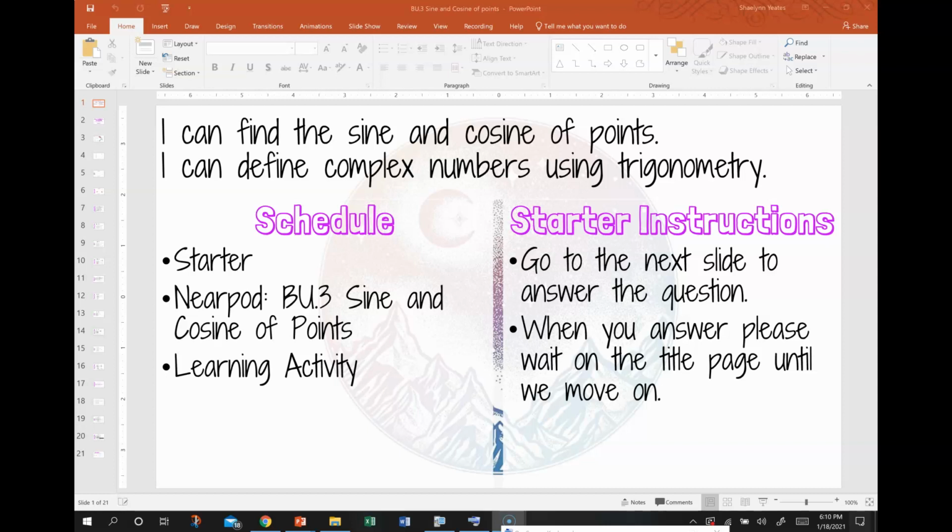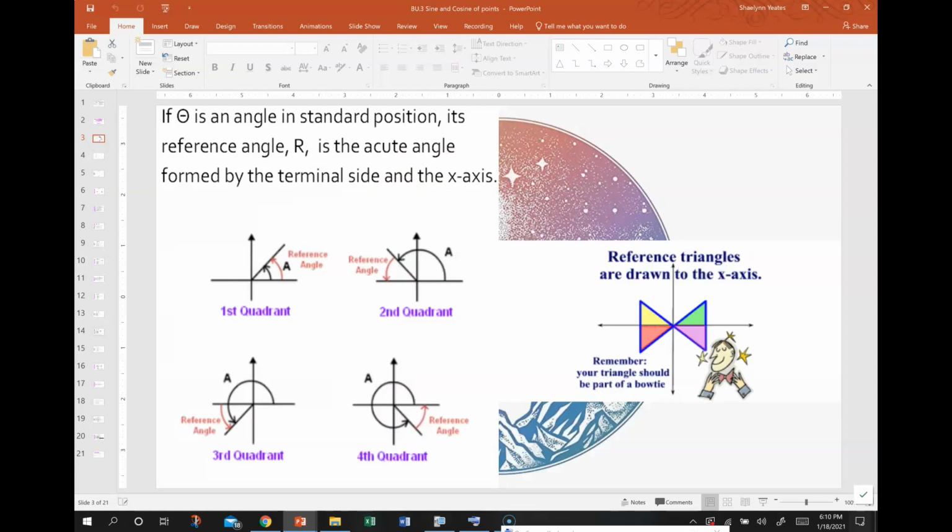All right, so today we're focusing on the sine and cosine of points. Earlier we figured out sine and cosine of triangles. Now let's see if we can figure out how to write points in a similar way. We're also going to identify complex numbers using trigonometry, which makes sense because we originally defined them as points on the xy plane, x being the real number, y being the imaginary number. Now we're just going to identify them using trigonometry.